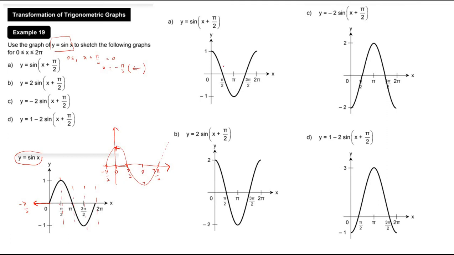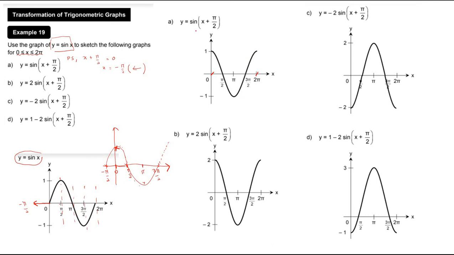So, this is the shape that we get. Okay, ini kalau kita pindahkan satu cycle. Satu cycle tadi kita pindah pi over 2 ke kiri, kita dapat bentuk macam ni. Okay, tapi kita tengoklah soalan nak from 0 until 2 pi. So, we take from here. Okay, here is 3 pi over 2 and then kena extend lah. Kena naik semula. So, we get from 0 until 2 pi. And this is the final answer.